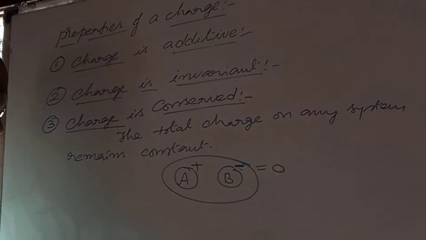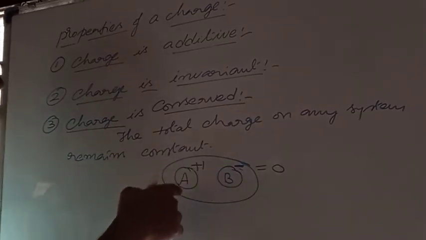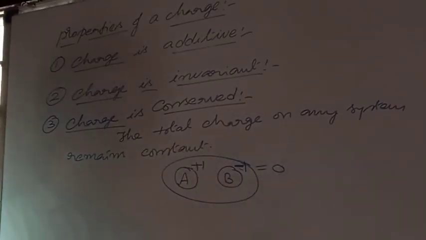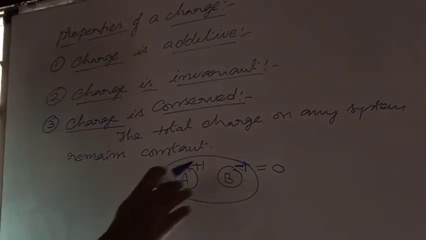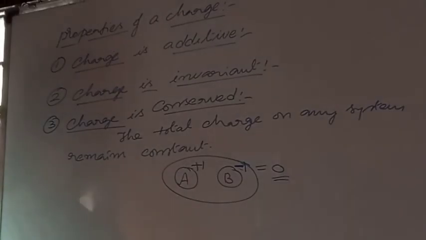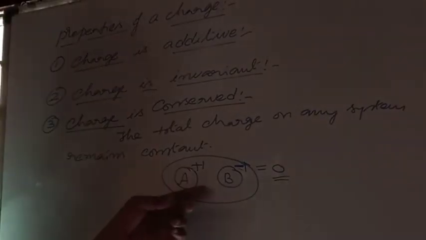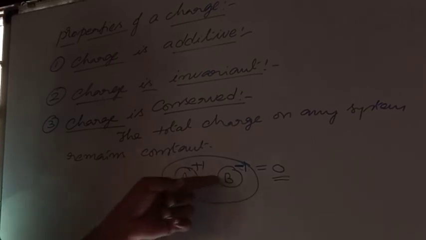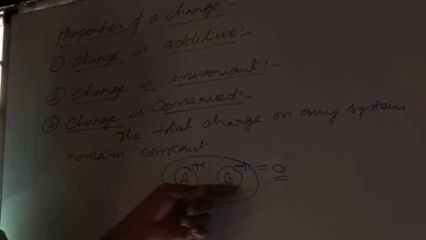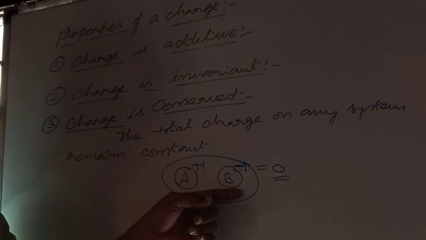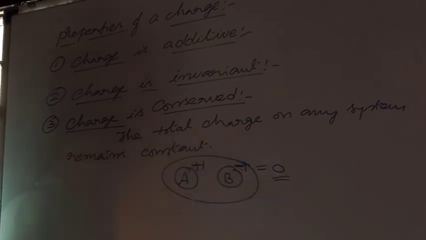Okay, if A gets 1 coulomb of positive charge and B gets minus 1 coulomb of negative charge, then the net charge on the system always remains constant, that is 0. Okay, but the individual charges have changed. Initially A is neutral and B is also neutral, but now after the friction A is positively charged, plus 1 coulomb, and B is negatively charged, having minus 1 coulomb of charge.